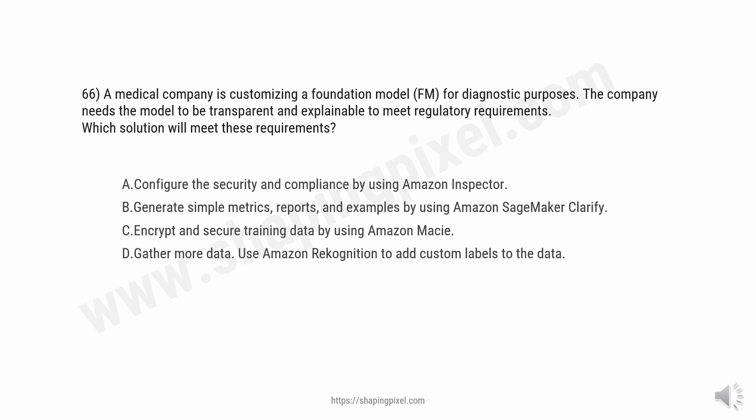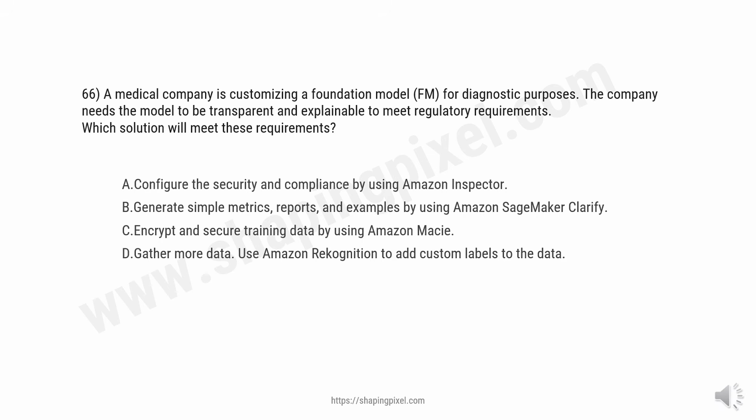Question number 66. A medical company is customizing a foundation model for diagnostic purposes. The company needs the model to be transparent and explainable to meet regulatory requirements. Which solution will meet these requirements?